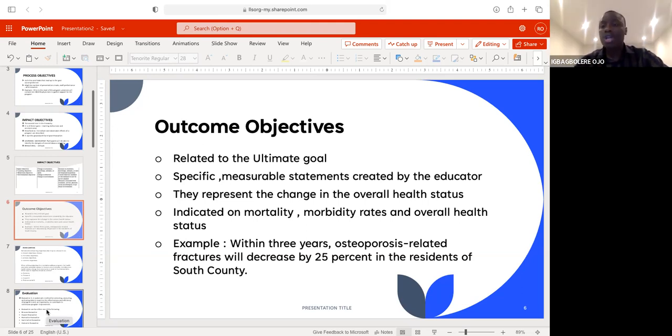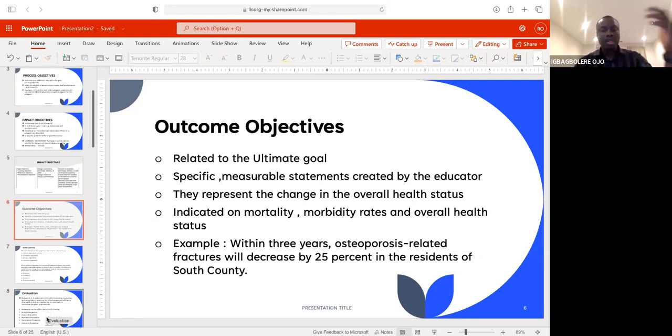An outcome objective doesn't speak about behavior change, doesn't speak about environmental change, doesn't speak about process and activities. It only deals with, or it is indicated, the indices are built on mortality rates, morbidity rate, and the overall health status of the participating community. Very important. Very, very important.